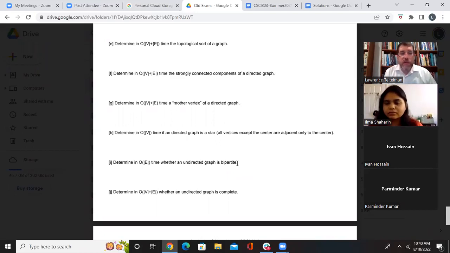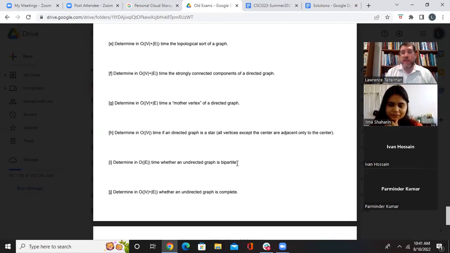And determine whether an undirected graph is complete. Okay, how do we know if an undirected graph is complete? Each vertex is connected to every other vertex, right? So how do you do that? Basically, you go through either the row of the matrix or the linked list. So that's going to be V squared.